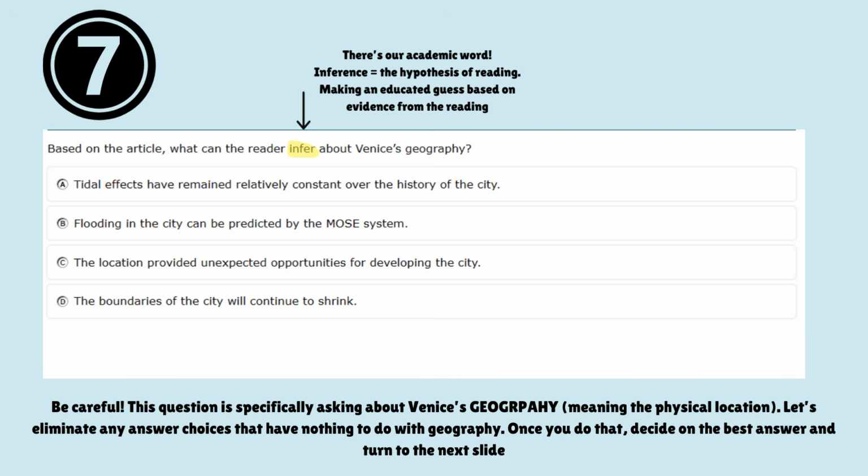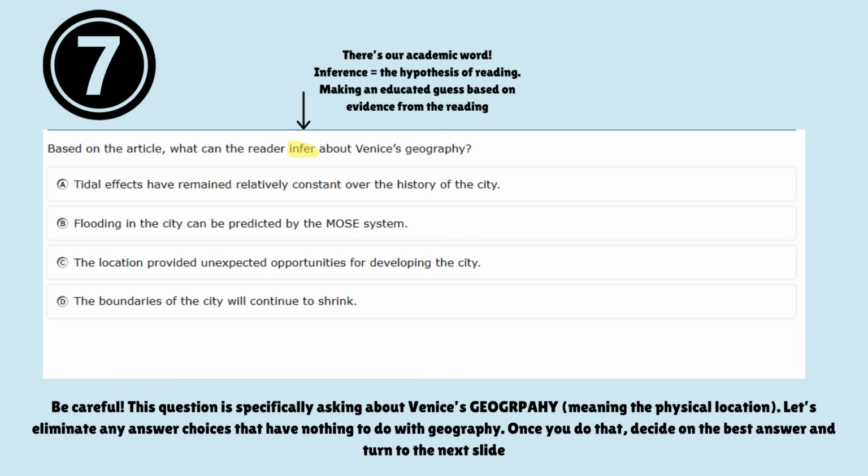Question 7. Almost there. Based on the article, what can the reader infer about Venice's geography? And there's our academic word. We covered this in another question. We're going to reiterate it here right now. An inference is the hypothesis of reading.